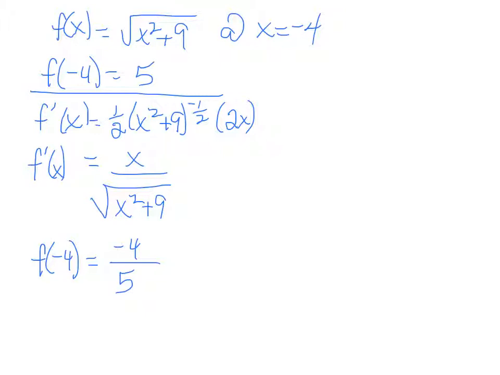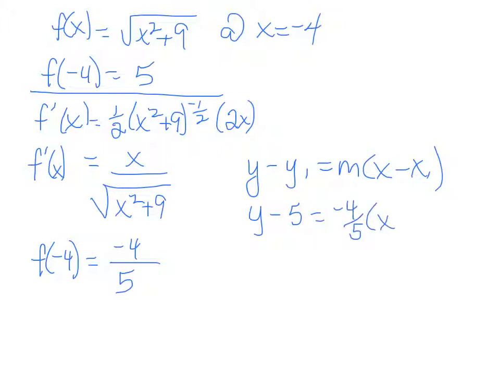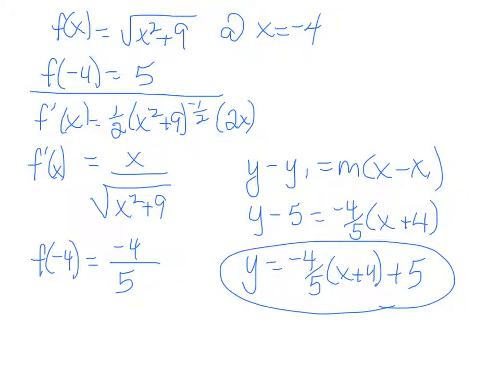So again, if we go back and plug this into the point-slope form, we are going to get y minus 5 equals negative 4/5 times x plus 4. Then we're going to bring that 5 over to the other side and distribute through that negative 4/5. So y is equal to negative 4/5 times x plus 4, that whole thing, and then plus 5. And there would be your linearization. That's all you need to do. So again, it's the same thing as point-slope form, just get the y by itself.